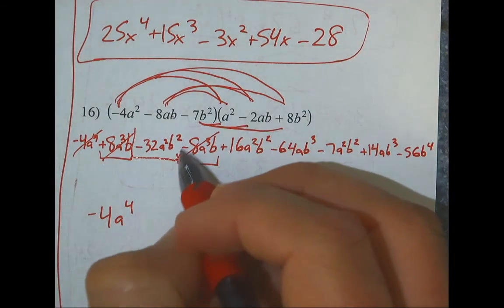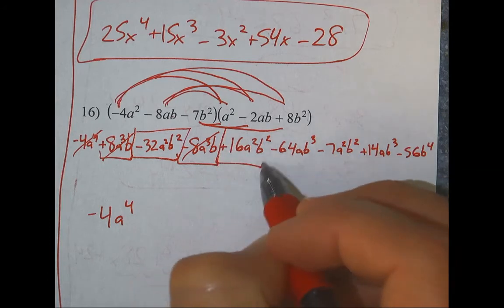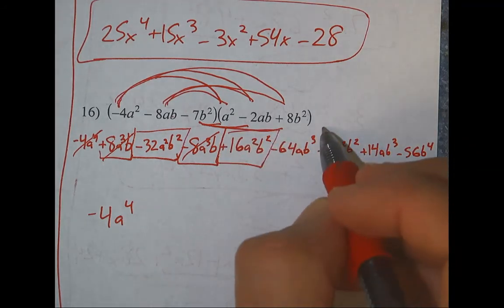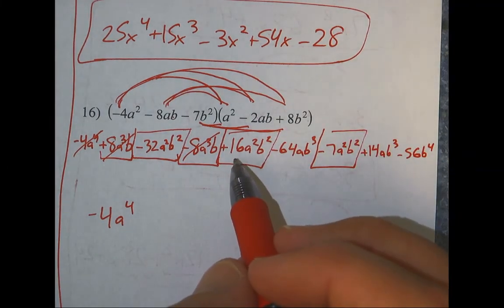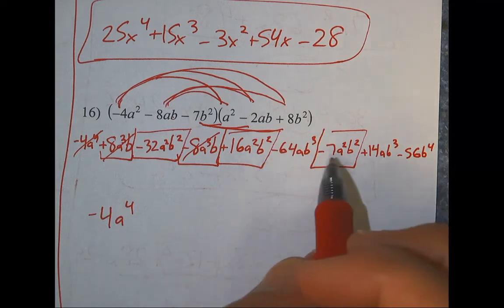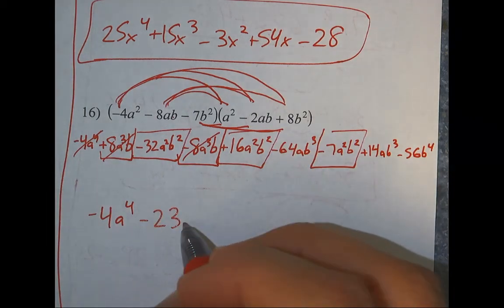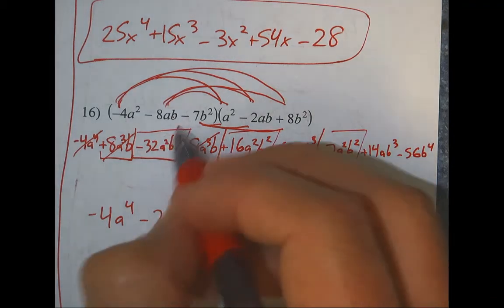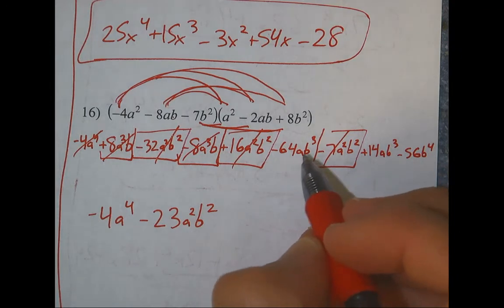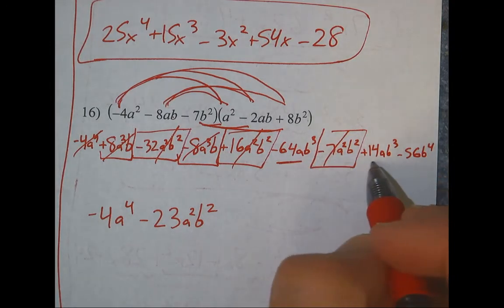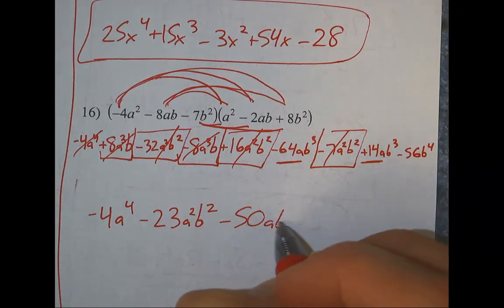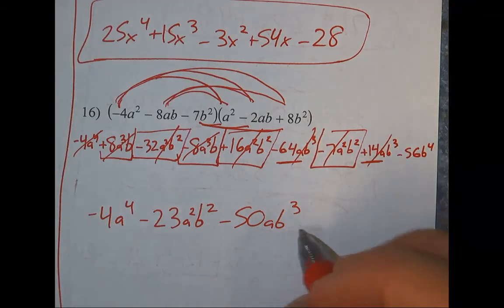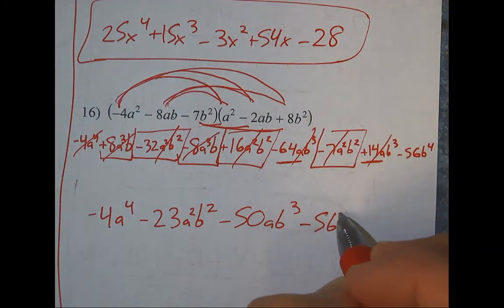All right. A squared, b squared. 3 of them. Okay, so negative 32 and 16. That'd be negative 16. And then minus another 7 is negative 23. A squared, b squared. Gone, gone, gone. And then I have these ab to the third powers. Negative 64 plus 14, that's negative 50. And the only thing left is my negative 56. Make that look more like a 6. B to the fourth.